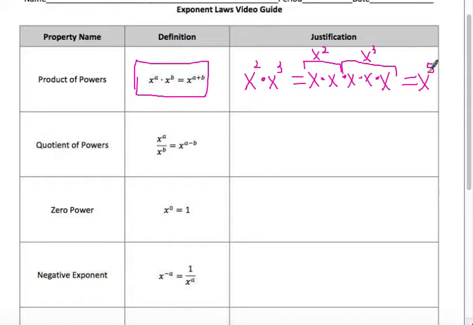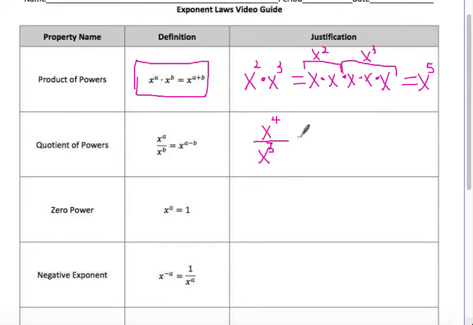So division, we have a similar rule. When we divide two numbers with the same base, we subtract their exponents. And again, let's think of a simple example why this is true. So let's suppose we had x to the fourth divided by x to the third.